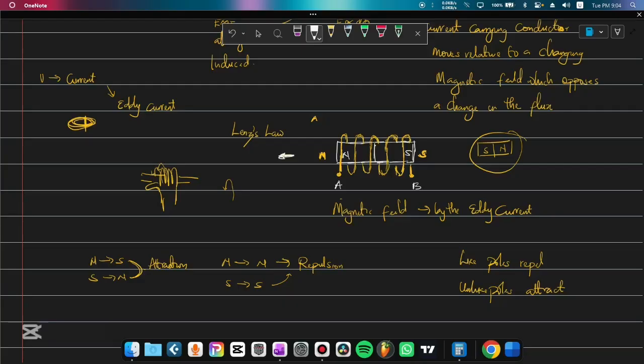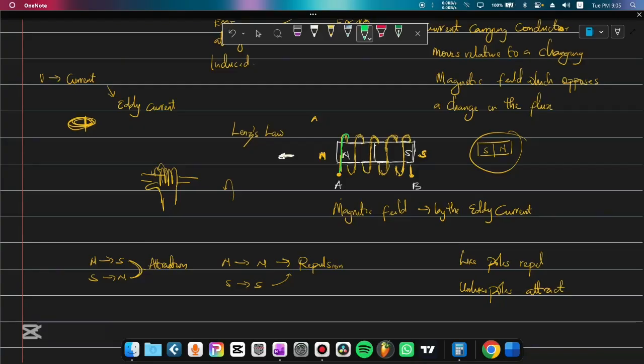Current will flow from the front of the coil to the back of the coil. Look at the front of the coil here. See the front of the coil? Right? And this, behind, is the back of the coil. Therefore, current will flow from A, the front of the coil, to the back.